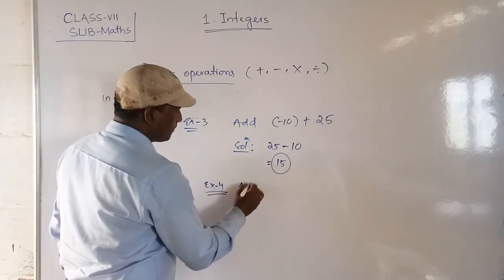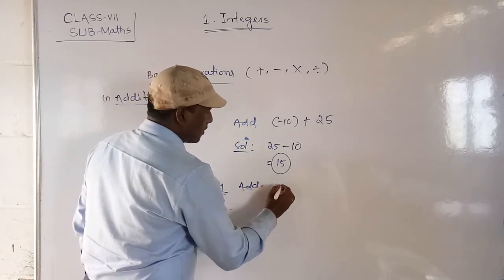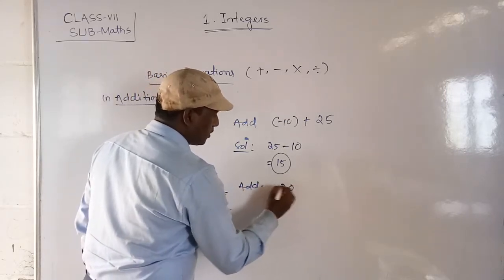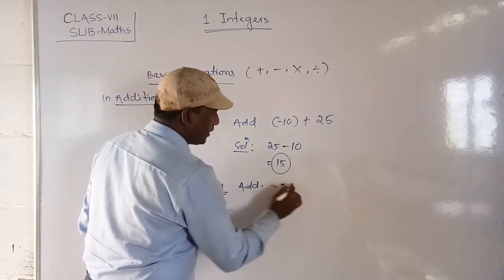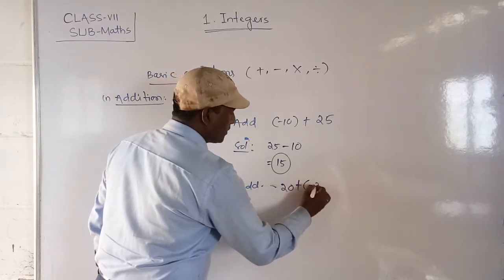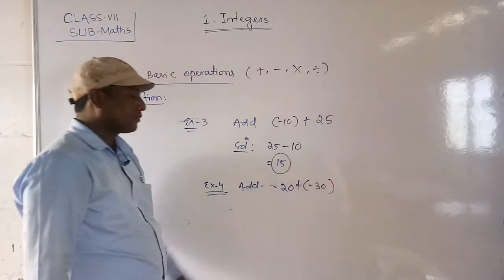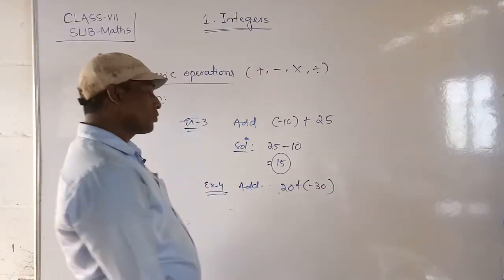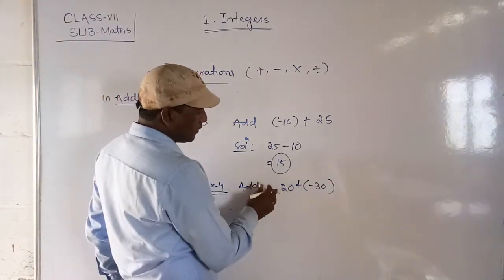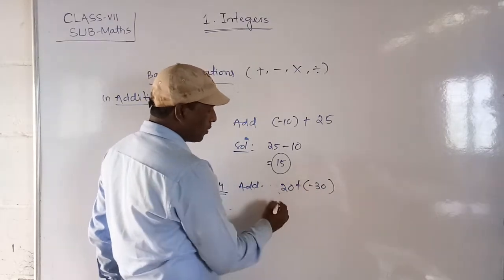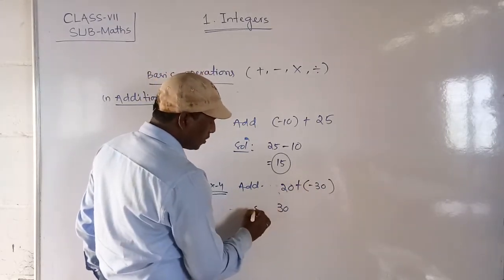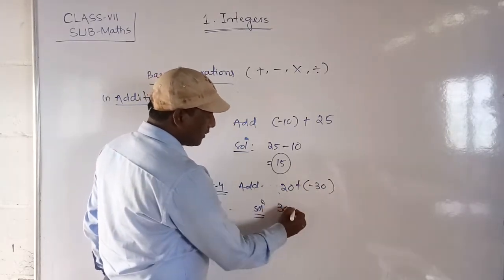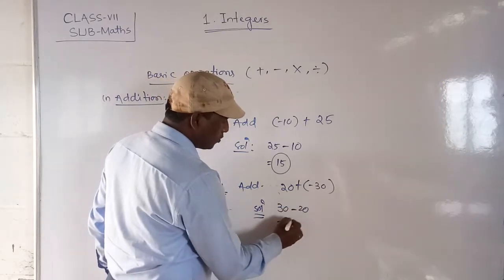Suppose add minus 30 and 20, that is 20 plus minus 30. What is the answer, students? In this case what do you have to do? This sign is plus, this sign is minus, so you have to do subtraction. The solution is 30 minus 20 is equal to 10.